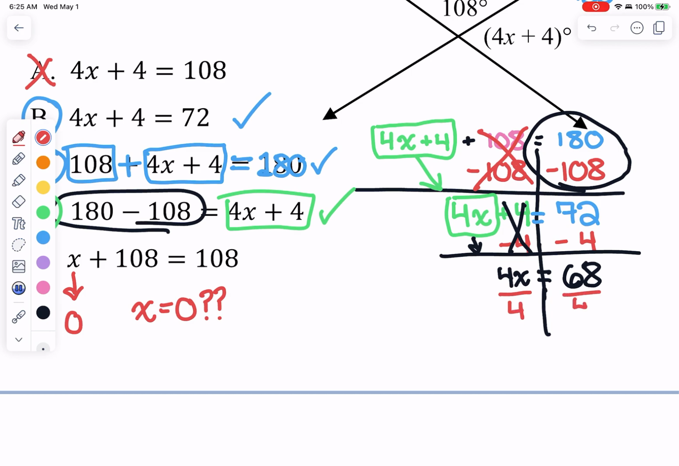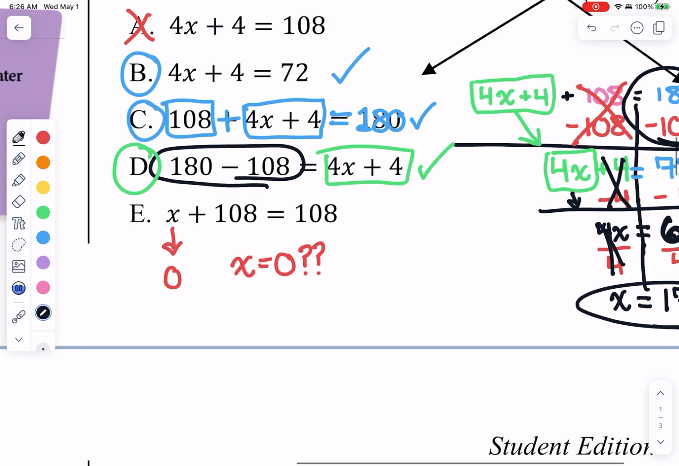Dividing by 4. So on the left side, x equals 48 divided by 4. Oh, I should have had my calculator out. What a rookie mistake. It's almost like I'd never done this before. 17. I knew it. x equals 17.